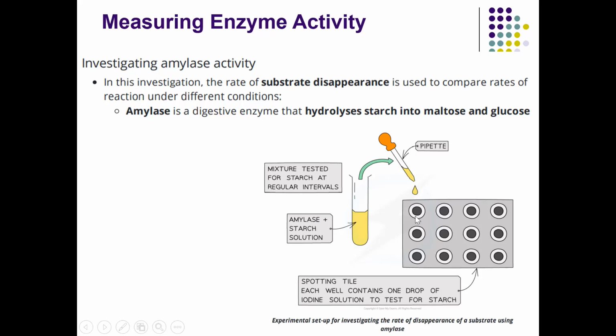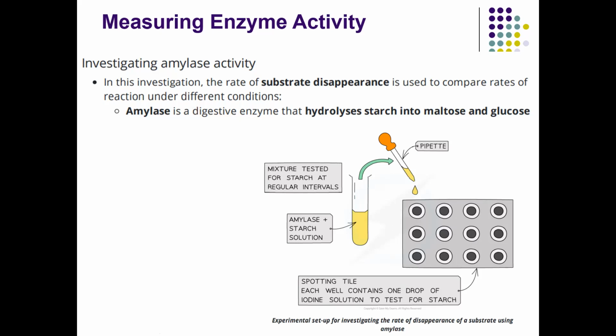Before that, I will reverse a little bit. So first we prepare the spotting tile, with 1 drop of the iodine solution in each well of the spotting tile. So the spotting tile already contains the iodine. And then after that, we have the solution of the starch, and we can mix it with the amylase first, and then after that we set our timer.